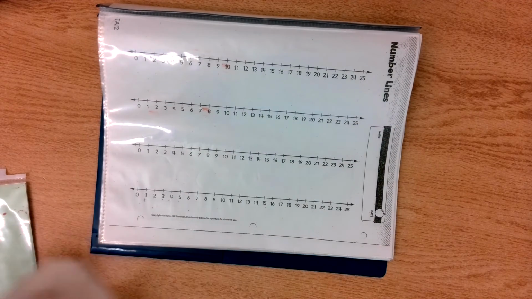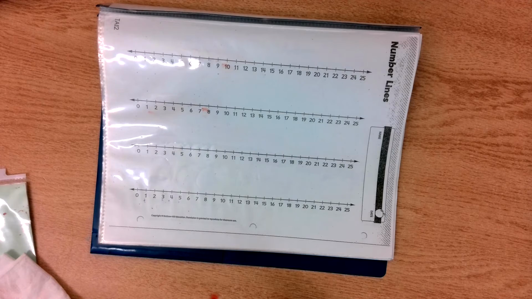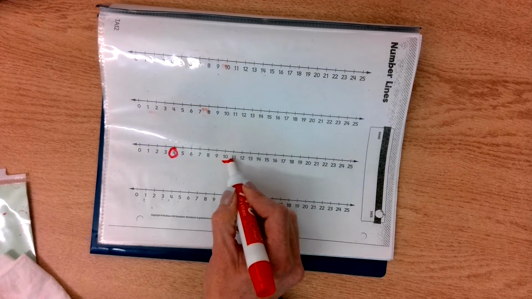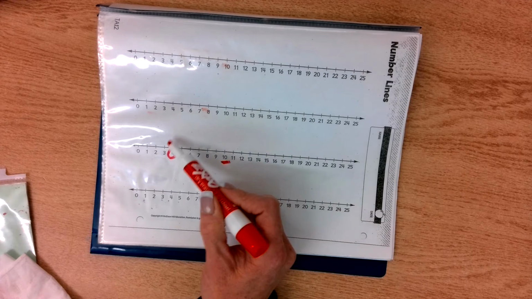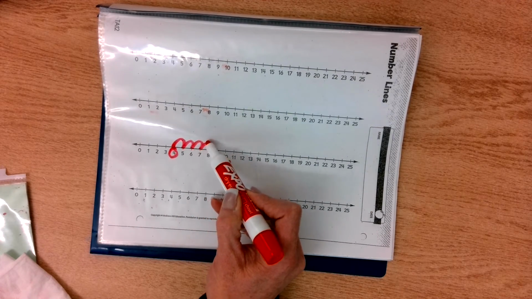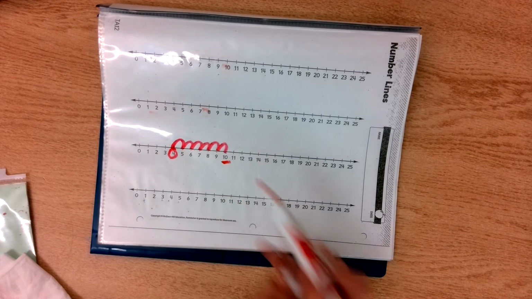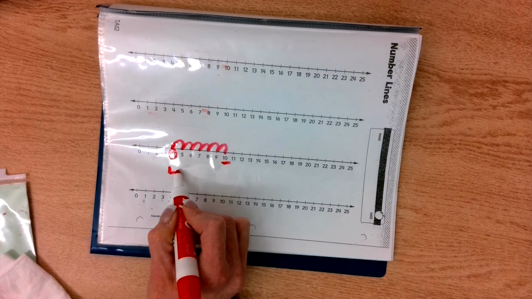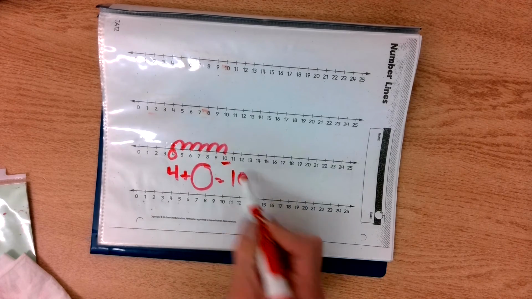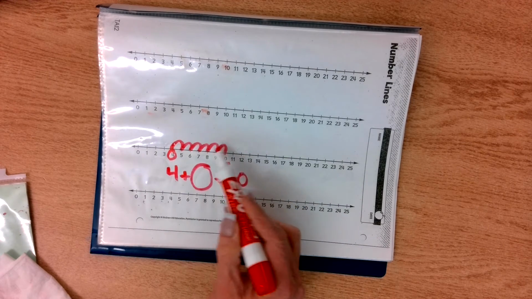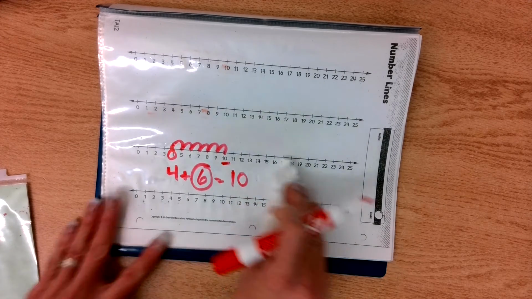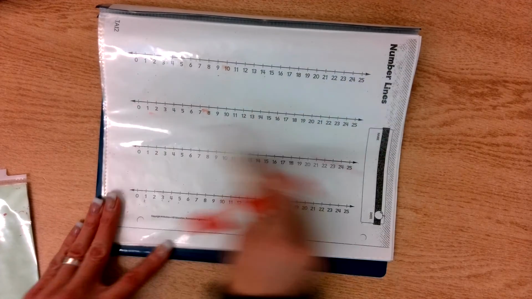So let's do another one. We're going to start at 4, and we're going to land on 10. How many hops to land on 10? 1, 2, 3, 4, 5, 6. So 4 plus something equals 10. How many hops? That's our something. Good.